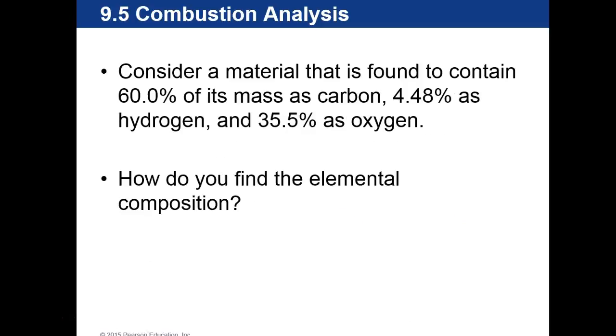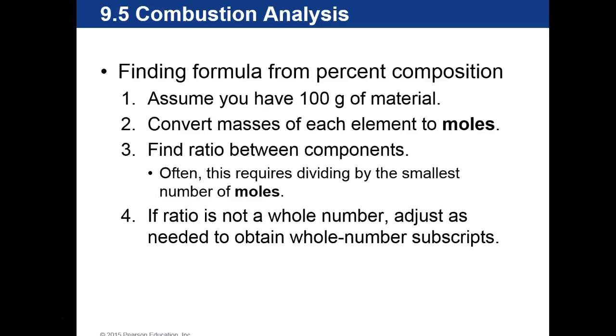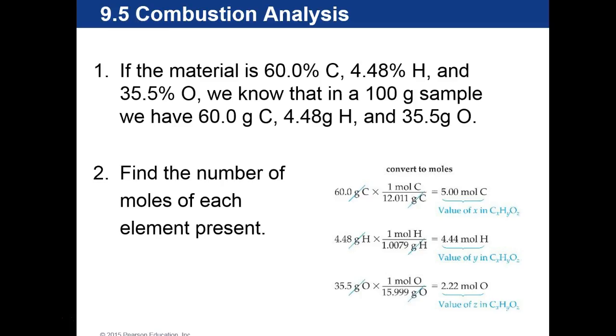Let's consider a material that is found to contain 60% carbon, 4.48% hydrogen, and 35.5% oxygen. How do we find the elemental composition of this? Well, what we do is find the formula from the percent. Assume you have 100 grams of material. Convert the masses of each element to moles. You find the ratio between components, and if the ratio is not a whole number, adjust as needed to obtain those whole number subscripts.